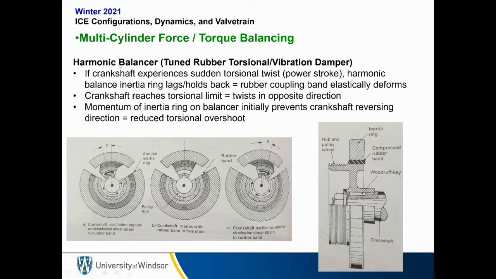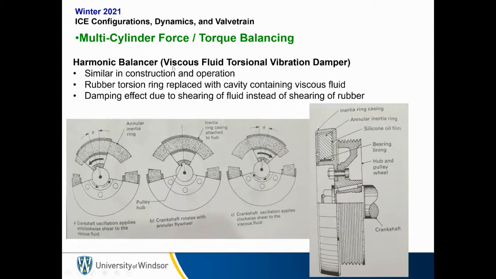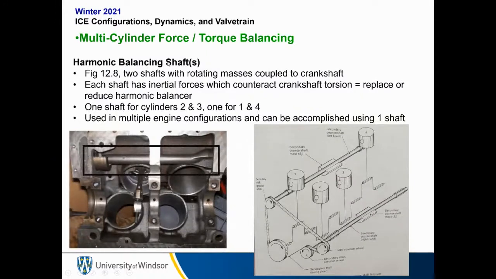So there's the first type of method, which is the harmonic balancer, which is a tuned rubber torsion/vibration damper. There's another type of harmonic balancer called the viscous fluid torsional vibration damper. And then finally, we have harmonic balancing via shafts. Now, this is a bit interesting in that we actually add additional shafts to the engine assembly, which have counter masses, or masses on the counter shaft, to actually balance the engine rotation. So it's using more of a physical rotating mass to actually balance the forces from the multiple cylinders.